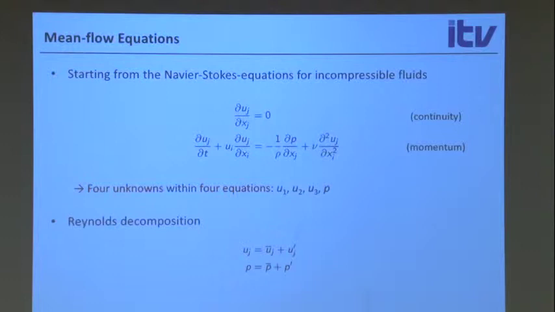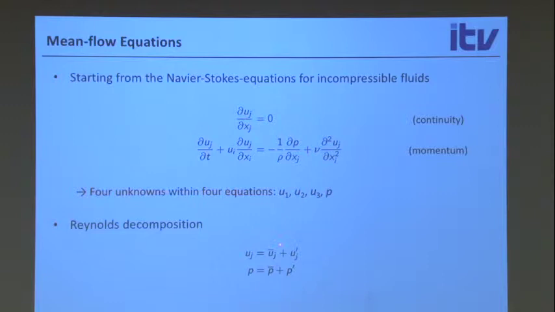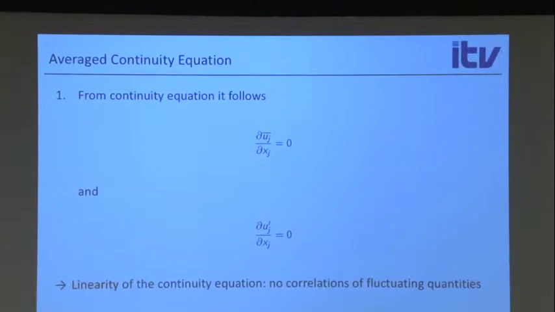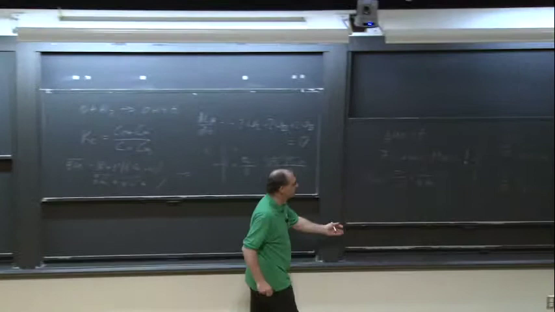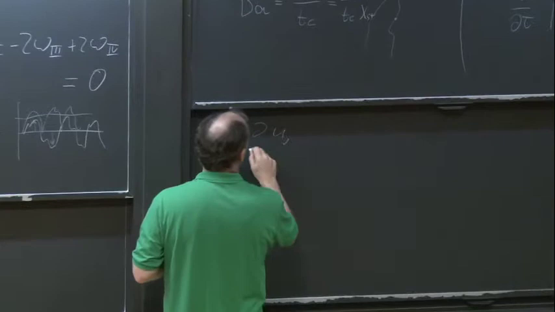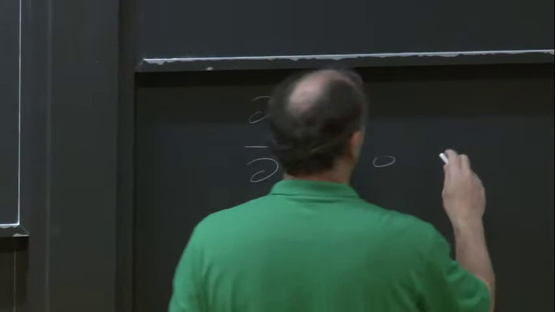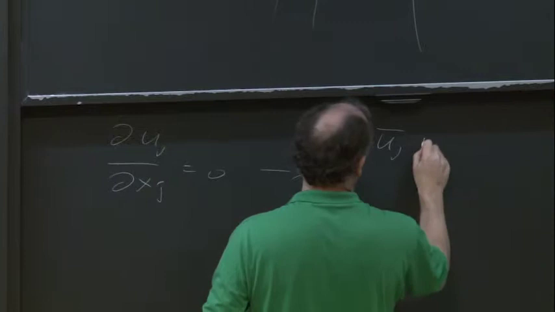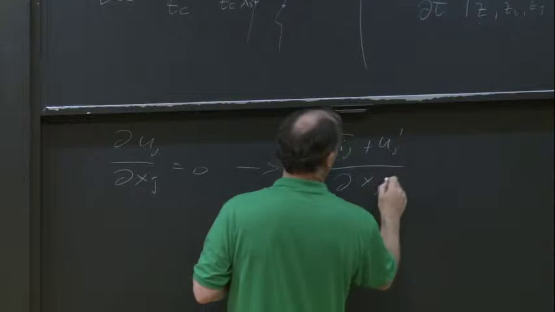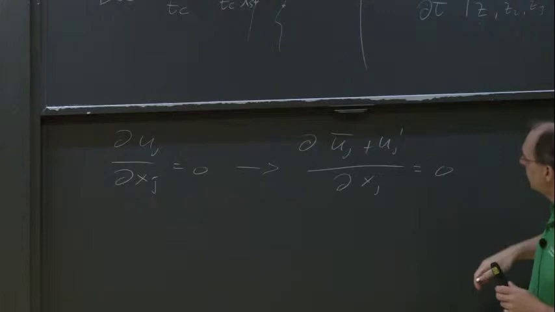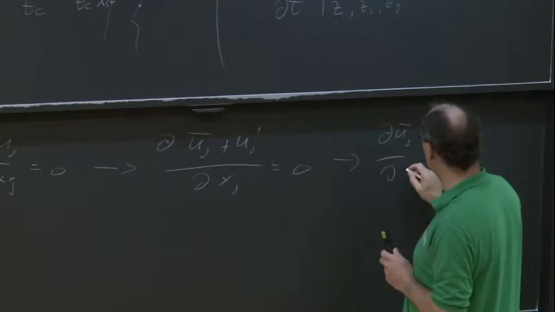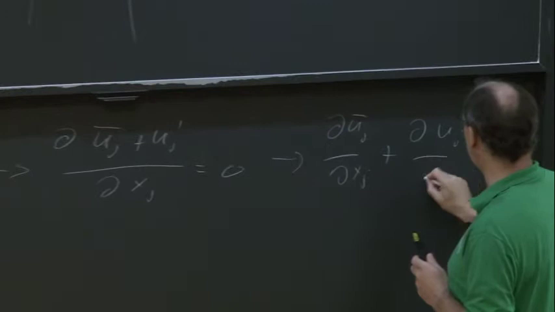Now, if I introduce the Reynolds decomposition into these equations, because I want to derive equations here for the mean, I can start out here with the continuity equation, and that would then look like this. So I have the continuity equation, which is du_j/dx_j equal to 0. So I introduce the Reynolds decomposition, then I get d(ū_j + u_j')/dx_j is equal to 0. So now, you see I can split these up. From this, I get dū_j/dx_j plus du_j'/dx_j, and that's equal to 0.